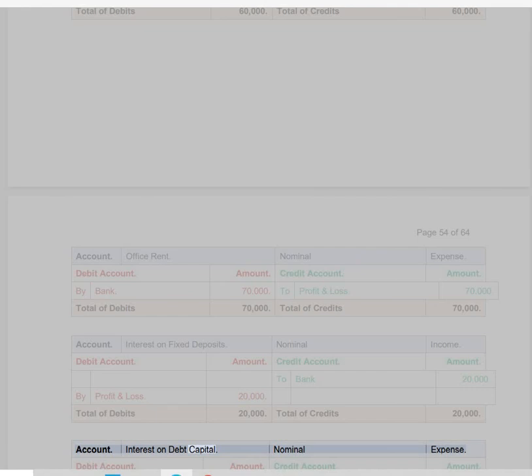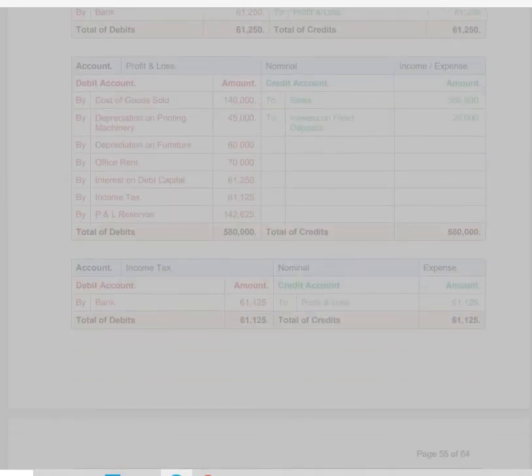Account: interest on debt capital. Nominal expense. Debit account, amount. Credit account, amount. By bank, 61,250, to profit and loss, 61,250. Total of debits 61,250. Total of credits 61,250.